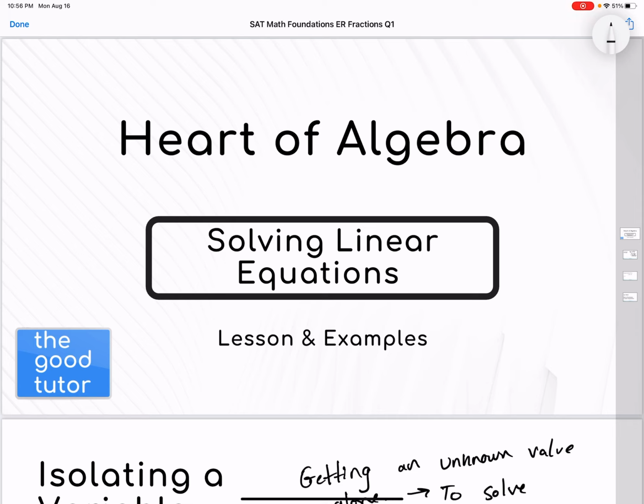In this video, we're going to be diving into the Heart of Algebra subsection of the SAT Math section, and specifically, we're going to be taking a look at solving linear equations. Now, we won't be viewing word problems or the graphs of linear equations yet because those will be in subsequent videos. This video is merely an introduction to the skills needed to solve linear equations.